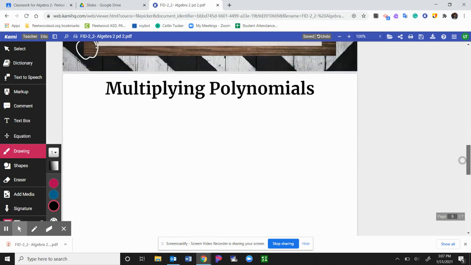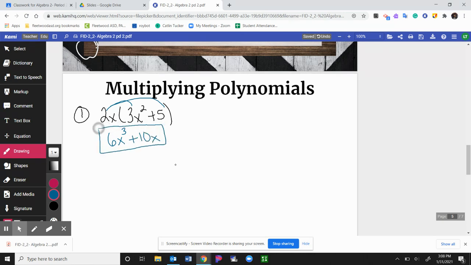All right, so what I want to do now is talk about multiplying polynomials. So we're just going to do a few examples here. So if I have a 2x times 3x squared plus 5, really what you're doing here is you're doing distributive property. Okay, so I'm really taking a 2x times a 3x squared. So multiply your numbers, 2 times 3 to get 6, and then you add your exponent, so you get x to the third. After that, multiply again, the 2 times the 5 gives you 10, and then you just have your x, just making sure everything is in standard form, and you're done.